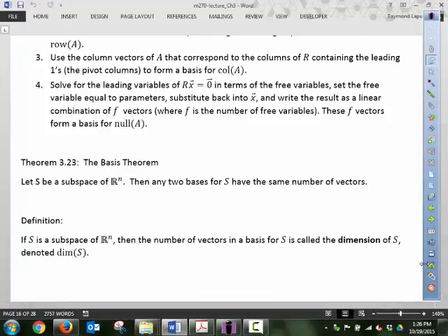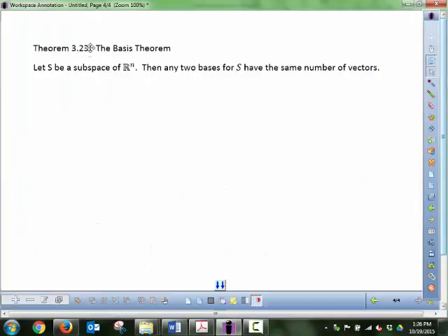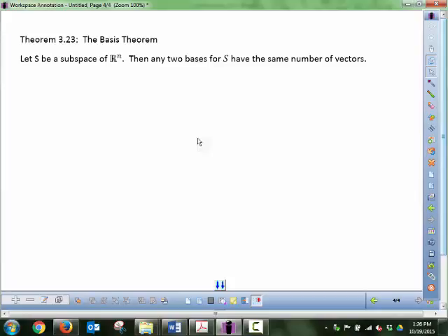All right. There's a bunch more theorems and definitions that tie in everything else, and then we're going to have one big theorem that tries to tie together everything that we've been learning. So let's take a look, starting with the basis theorem. Let S be a subspace of Rn, then any 2 bases of S have the same number of vectors.